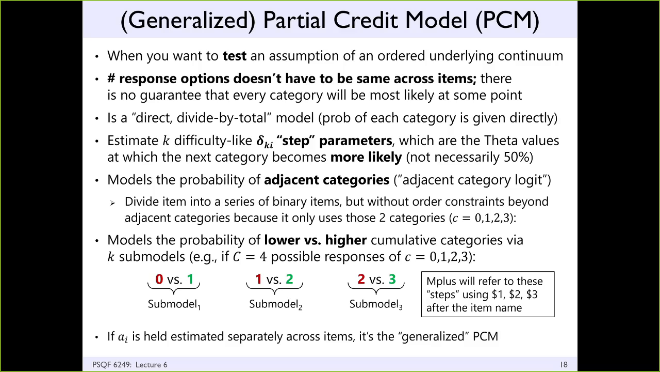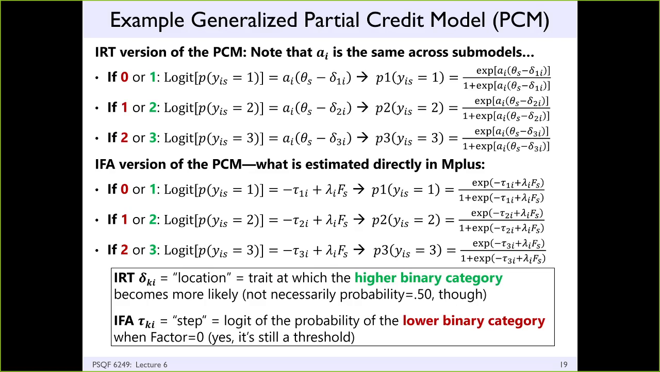This model is popular with Rasch people because the default version of the partial credit model constrains the slopes to be the same across items. So it is a Rasch model. So if Rasch people would estimate, say, a 1PL for binary data, for ordinal data, they would go to this one, the partial credit model. If you want to allow different slopes across items, so the 2PL version of this, that is what's known as the generalized partial credit model.